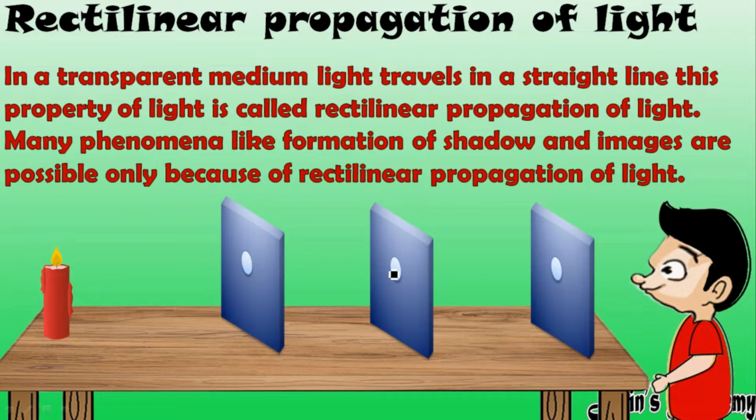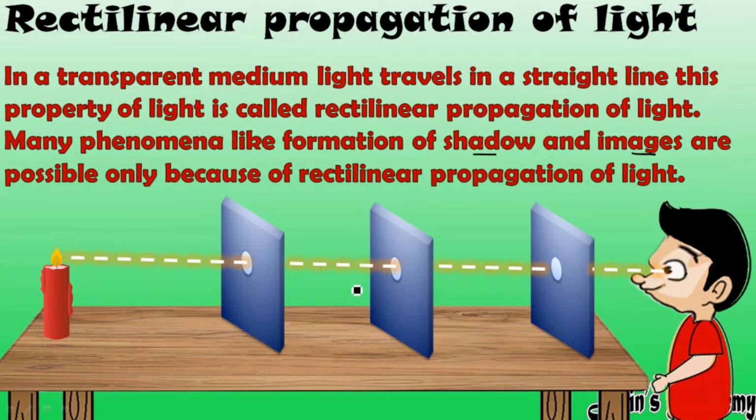Here we are having glass, here also glass, here also glass, and in front of the transparent medium we are having a source of light. So whenever light from the source of light is entering into a transparent object, that transparent object will allow the light to pass in a straight manner or in a straight line. And this property of the light, whenever it is moving in a straight line, is known as rectilinear propagation of light. And among the applications of rectilinear propagation of light, there are many phenomena, like formation of shadows and images, which are formed due to the rectilinear propagation of light.